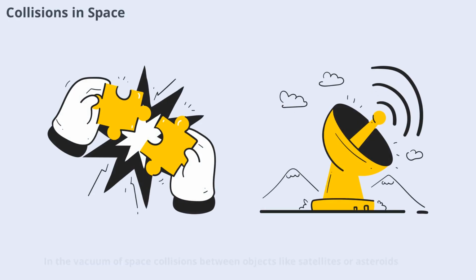In the vacuum of space, collisions between objects like satellites or asteroids are almost perfect examples of closed systems. With no air resistance or friction, the conservation of momentum is especially clear. Scientists use this principle to predict the paths of space debris and plan satellite maneuvers.